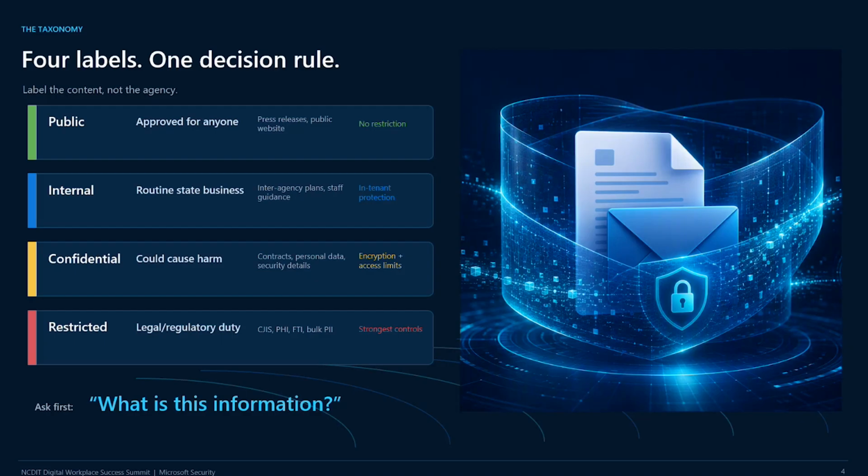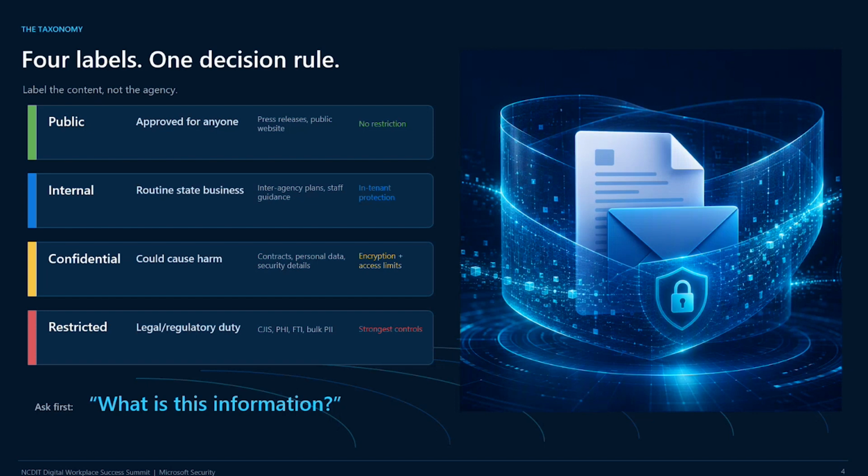And the last category, your restricted content. This is the most serious content. This could be data like CGIS or PHI or FTI. This stuff is subject to regulatory or legal requirements and really has a heightened sense of duty of care for how that data is handled.